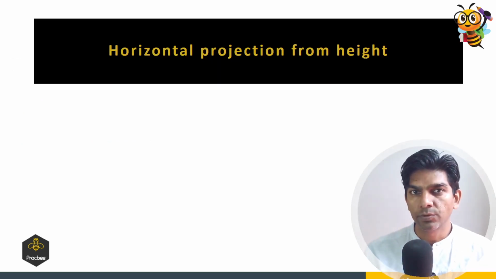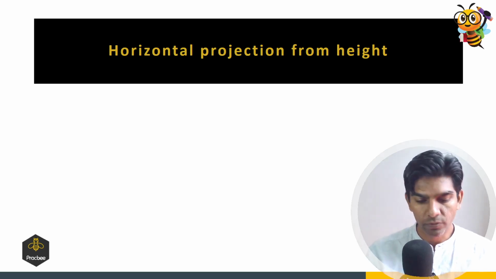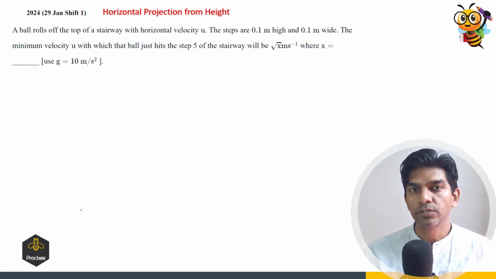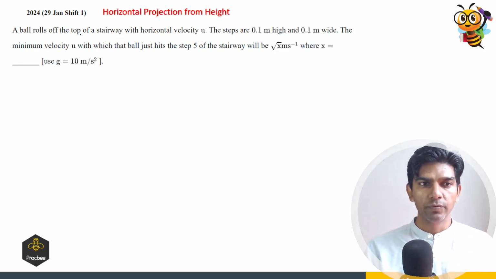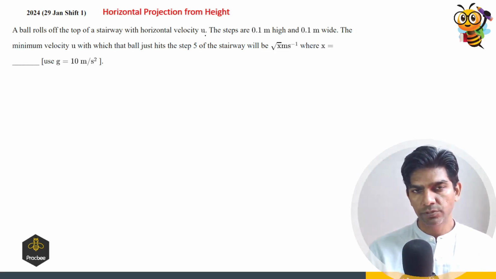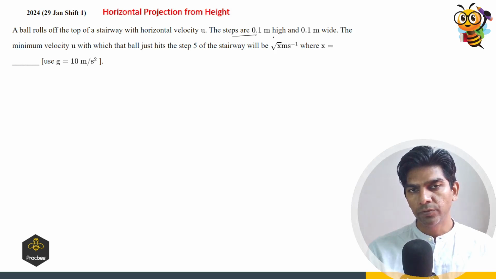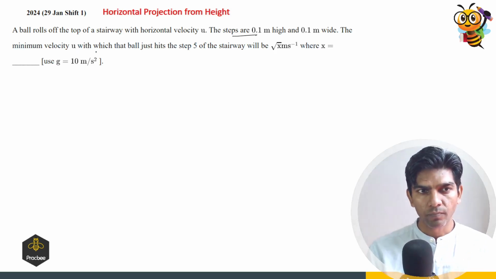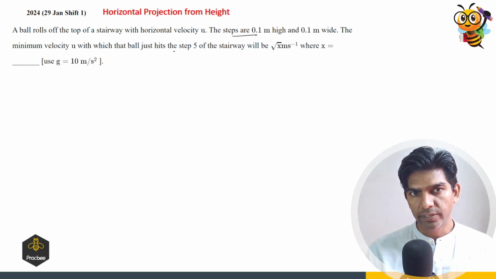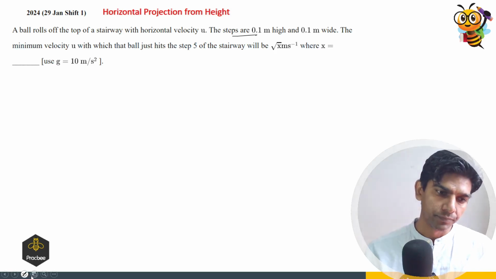Now let us see the next problem type where we are projecting a particle from some certain height horizontally. So let us see this question. A ball rolls off the top of the stairway with a horizontal velocity u. The steps are 0.1 meter high and 0.1 meter wide, and the minimum velocity u with which the ball just hits the step 5 of the stairway will be root x meters per second, where x is.